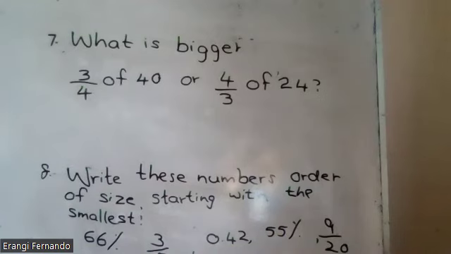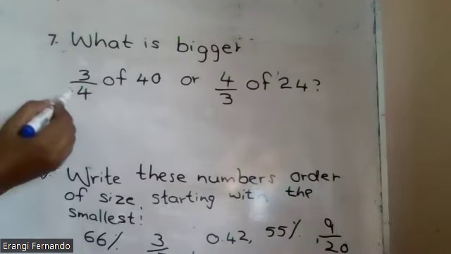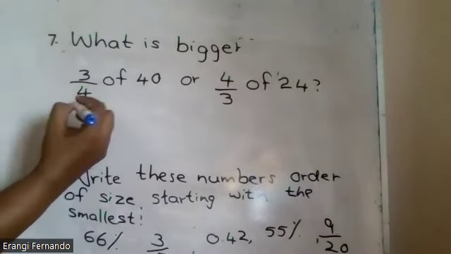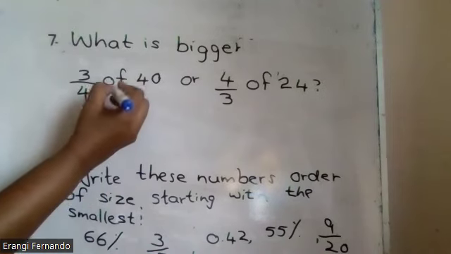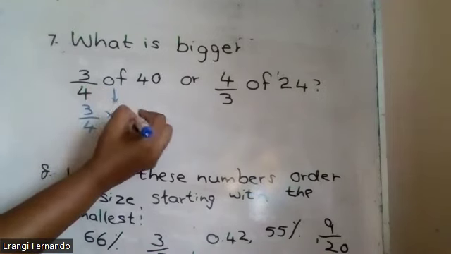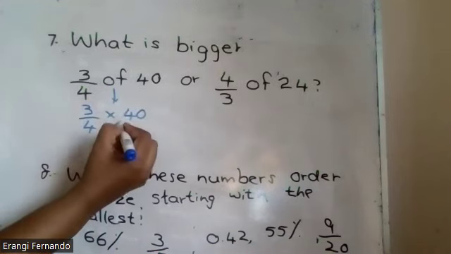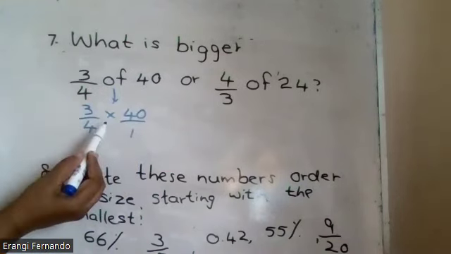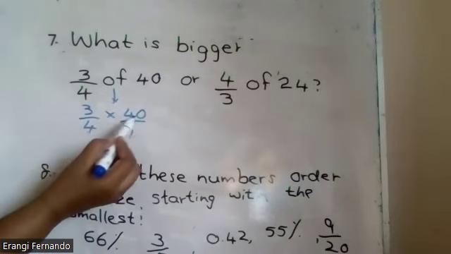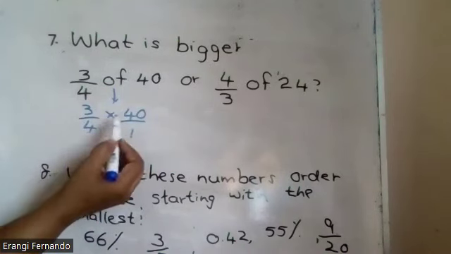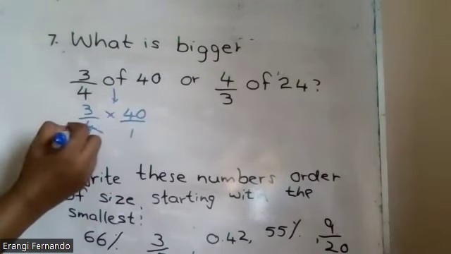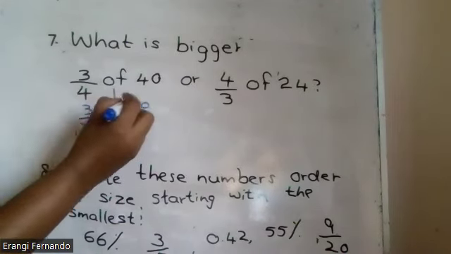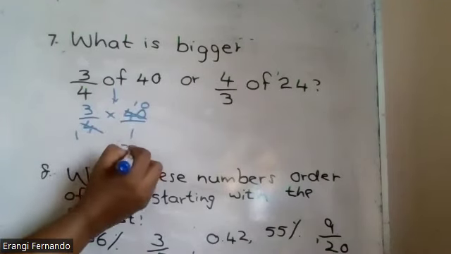Okay, question number 7. What is bigger? 3 over 4 of 40 or 4 over 3 of 24. So let's write 3 over 4 of, which means multiplication, 40. So we'll make this one denominator as 1. The first way we can simplify since it's a multiplying of fractions. So 4 and 40, both you can divide by 4. 4 divided by 4 is 1. 40 divided by 4 is 10. So 3 times 10, 30.